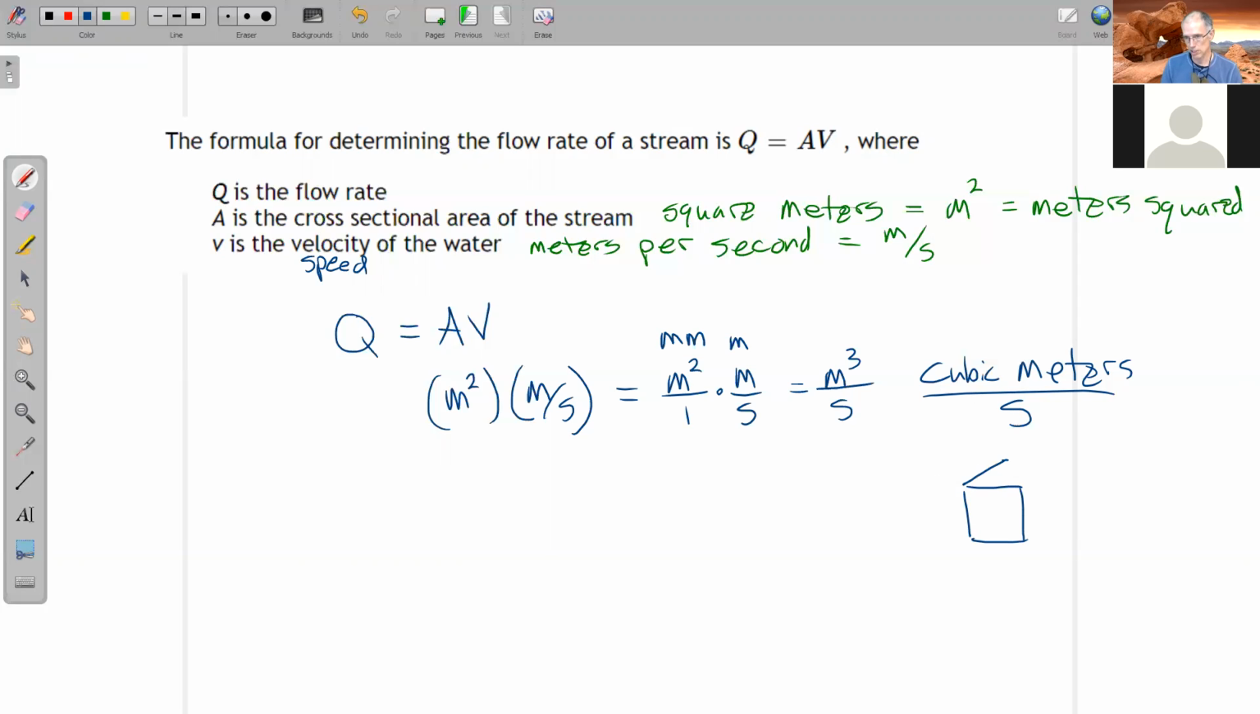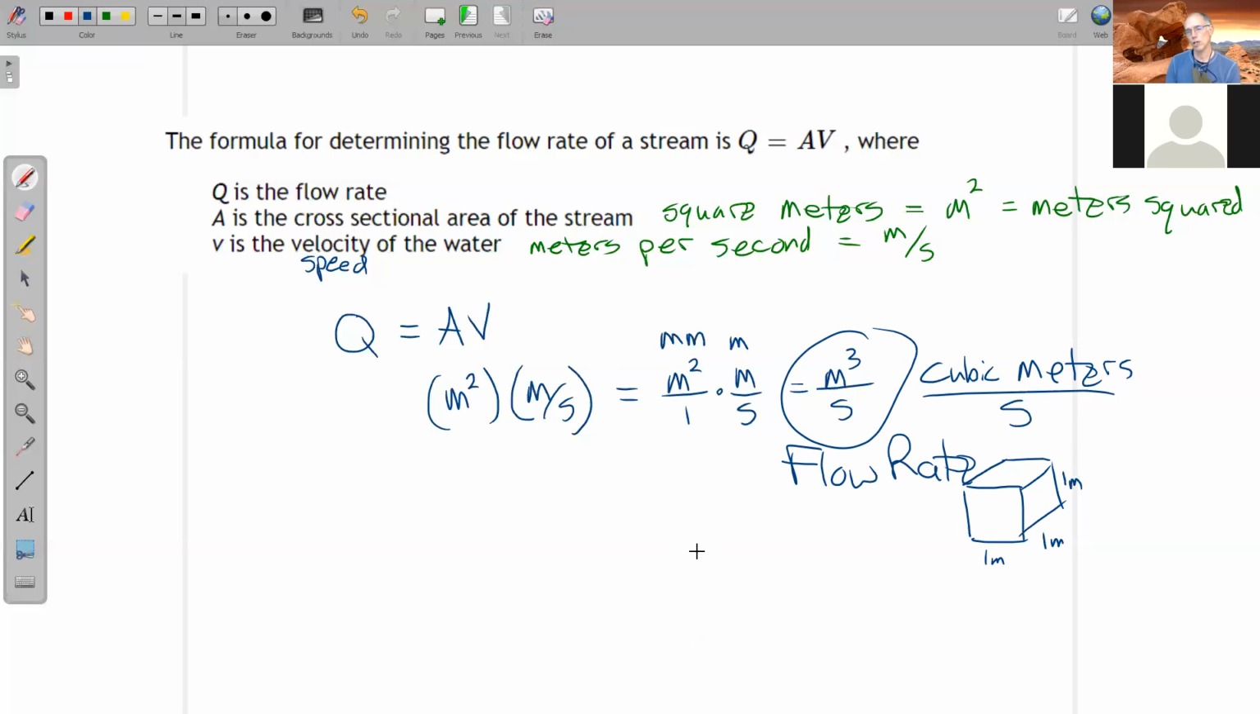And so thinking about cubic meters, that's like an actual cube. So here's my best picture of a cube today. And that cube measures 1 meter by 1 meter by 1 meter, which is a pretty big chunk of water. And we're looking at how fast that chunk of water is moving, and that's what's called the flow rate. So a chunk 1 meter by 1 meter by 1 meter per second is the flow rate. So this right here, cubic meters per second, is how we measure the flow rate.